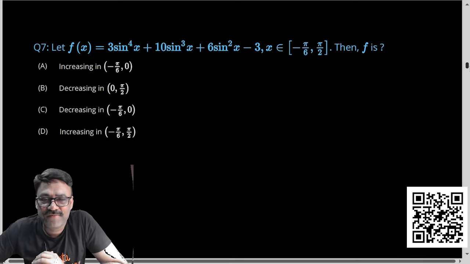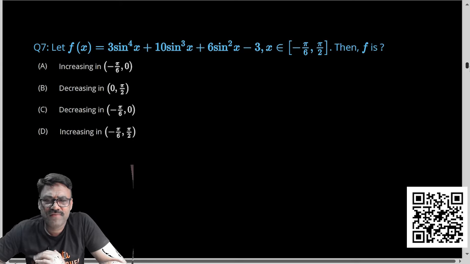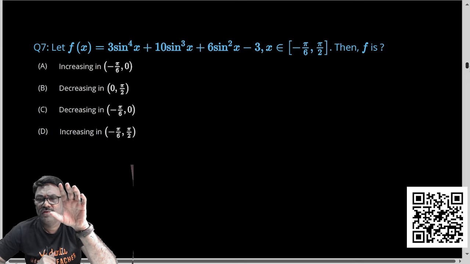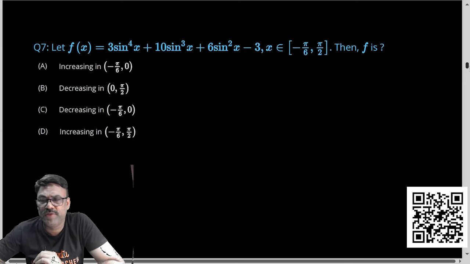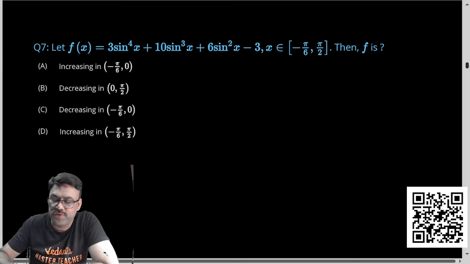Here is the next question based on increasing decreasing function, a relatively easier question. A function is given, x belongs to minus pi by 6 to pi by 2. Then you have to pick the correct option. Means you have to check in which interval it is increasing or decreasing. So to check increasing or decreasing, you will just differentiate it.